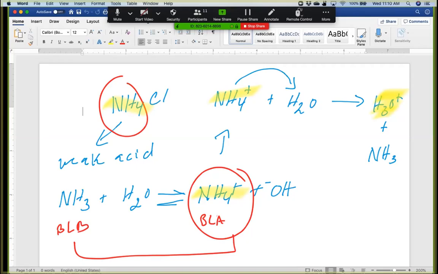The reason why chloride doesn't affect the pH is that chloride is so weak as a base that it's not going to affect anything. So that's why ammonium, so it's not very weak, it's just weak. Weak still affects pH, and so the pH doesn't get affected.